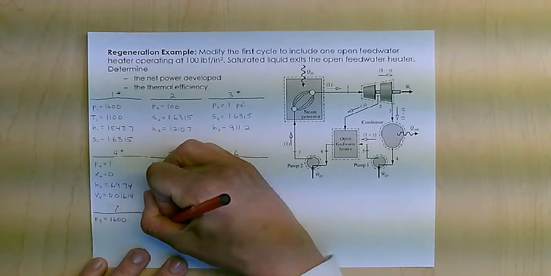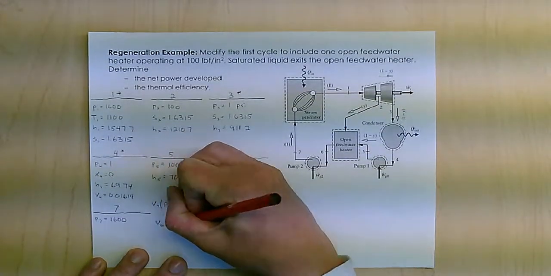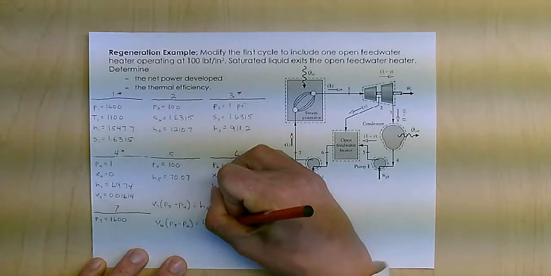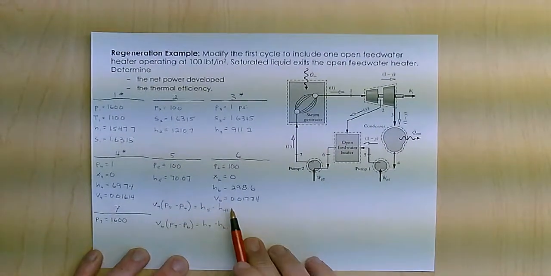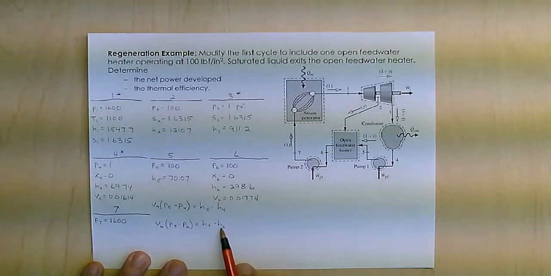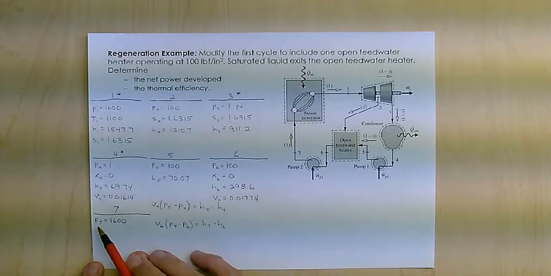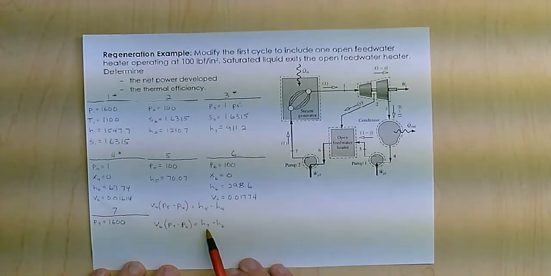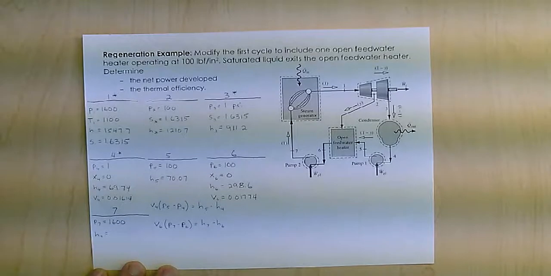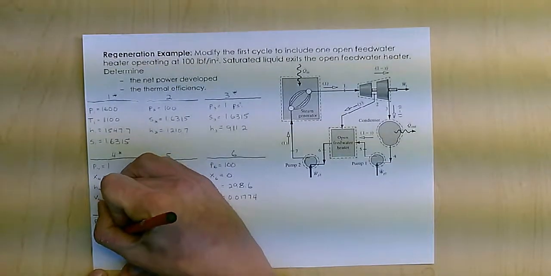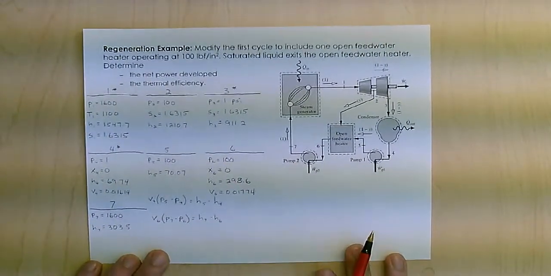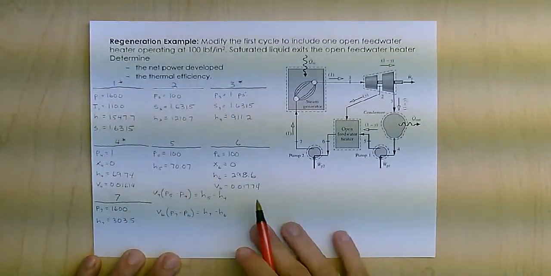Now, this gets thrown in the pump up to 1600 psi, so I'm going to use the exact same idea here, where V6 times the change in pressure equals the change in enthalpy. And again, I know everything here. I know all my 6 values, so V6, P6, H6. I know P7 is 1600. The only thing I don't know is H7, and I can calculate that to be 303.5. Now I have set my states. All of my states are set.